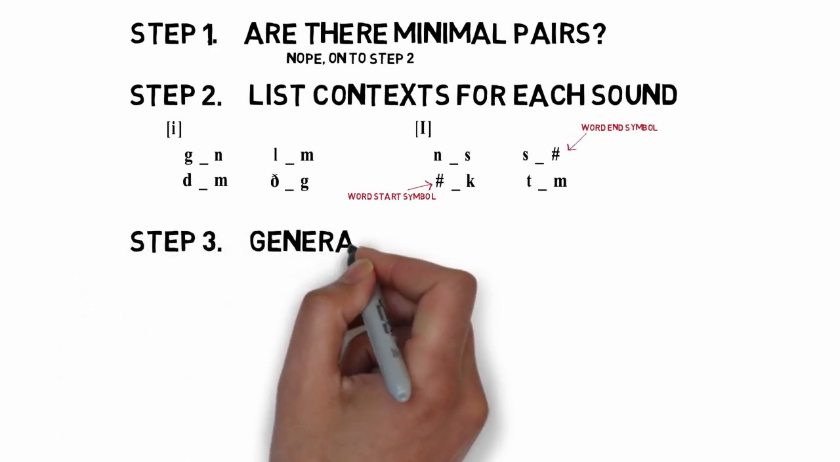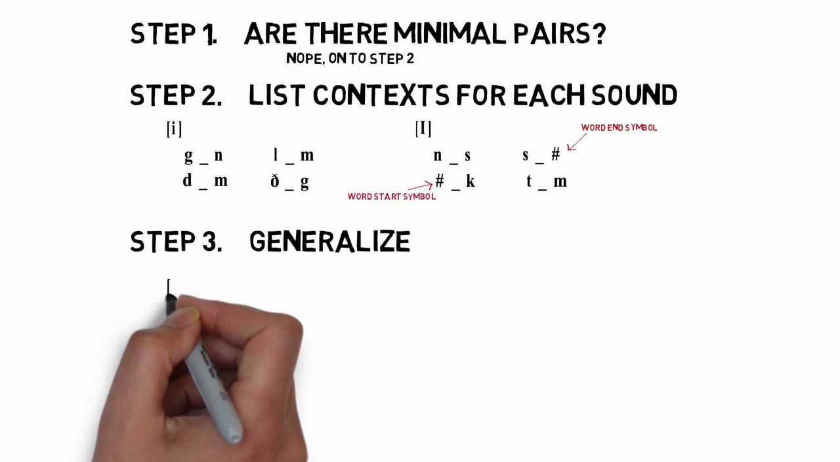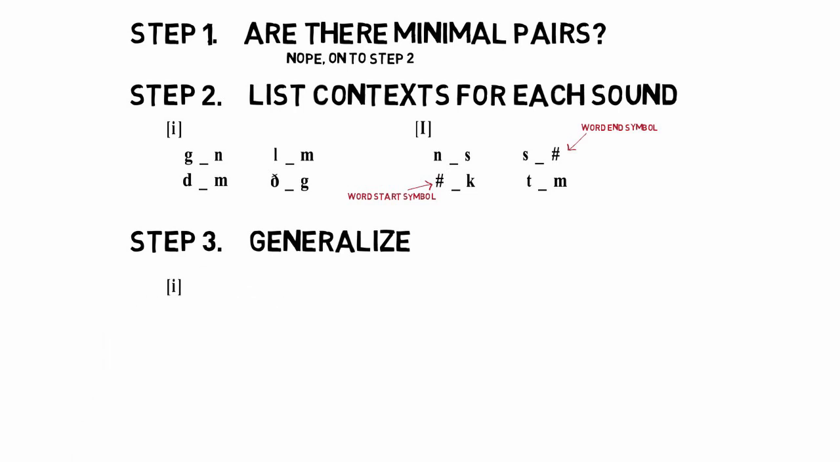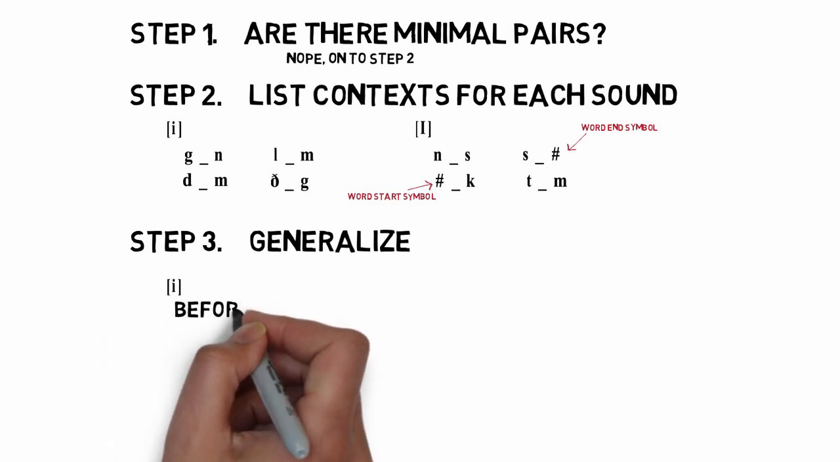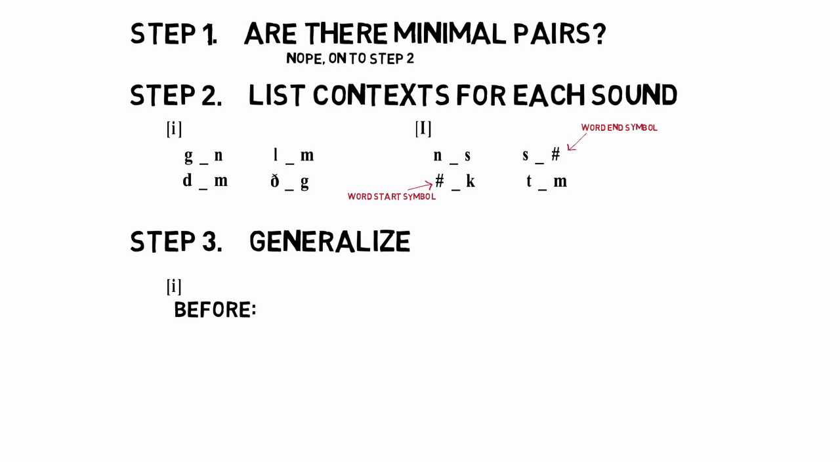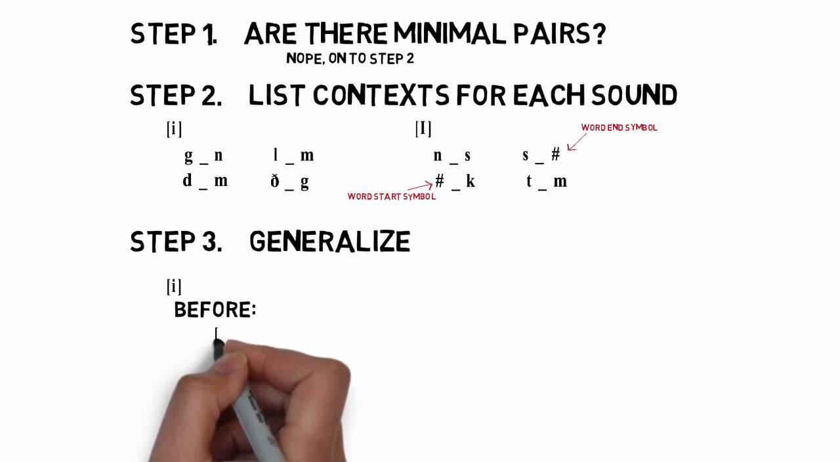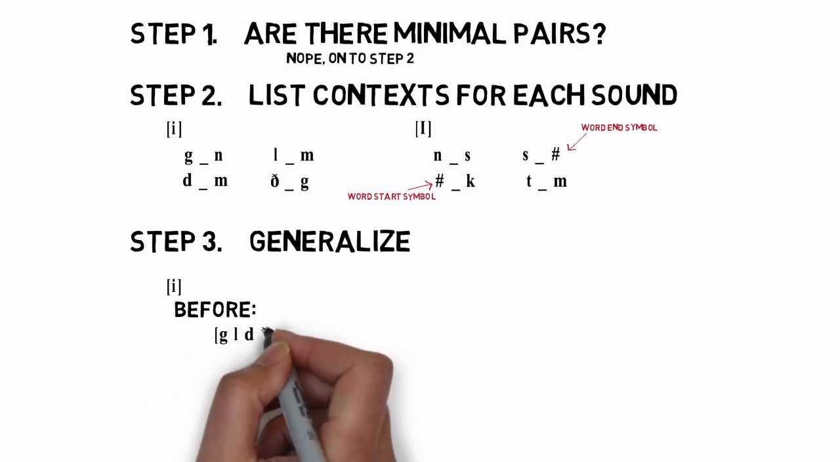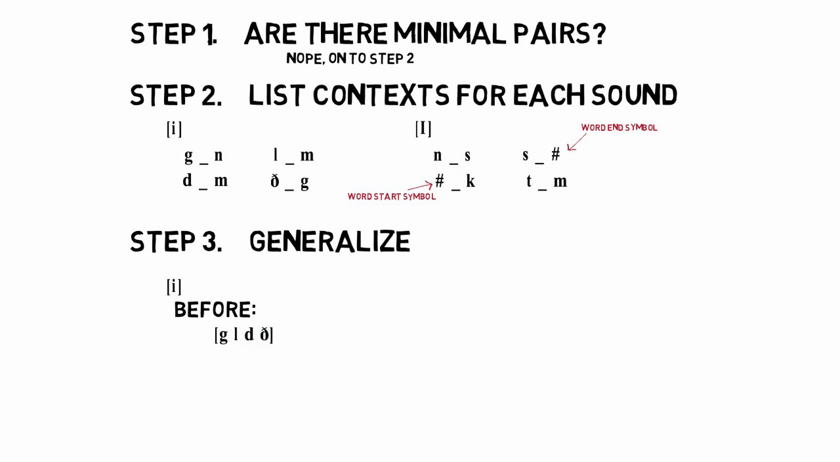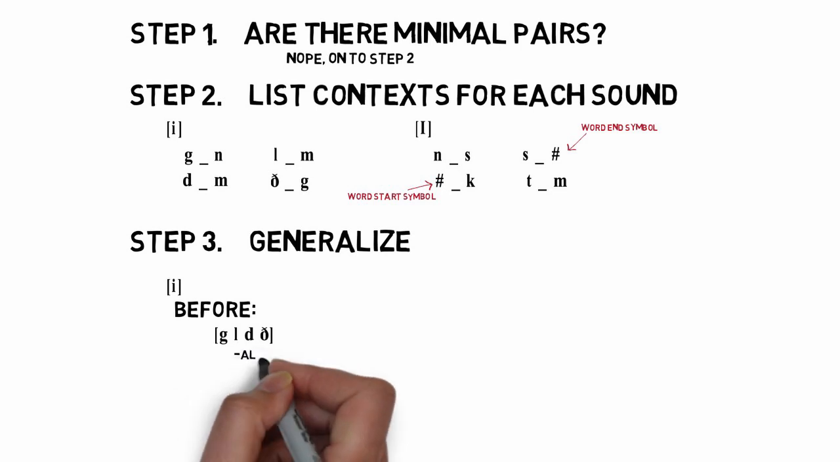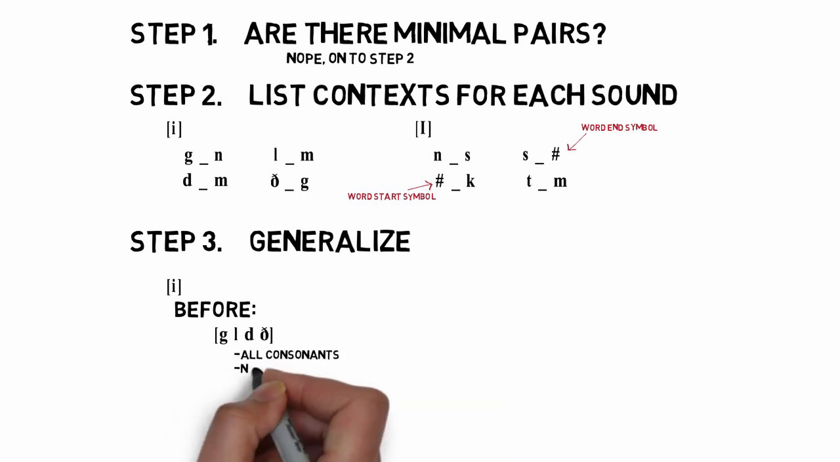So let's try to generalize things a bit. Well, let's focus first on e. Let's look at everything before the sound. We've got g, l, d, and th. What do they have in common? Well, they're all consonants, so that's great.